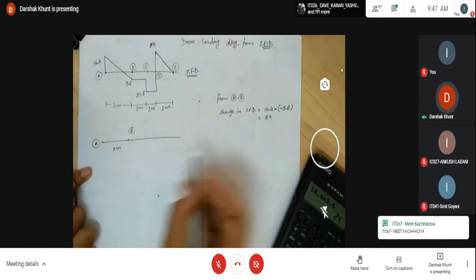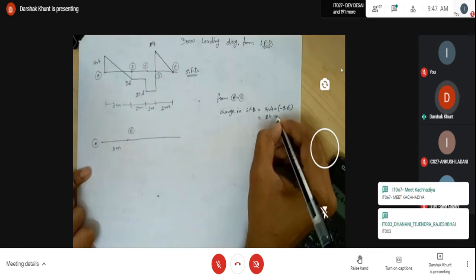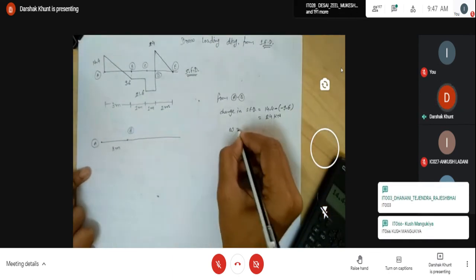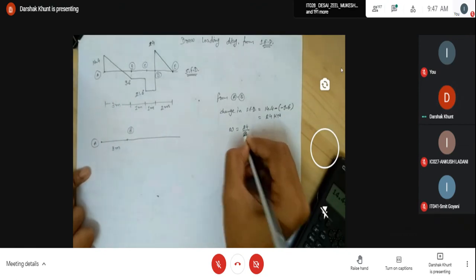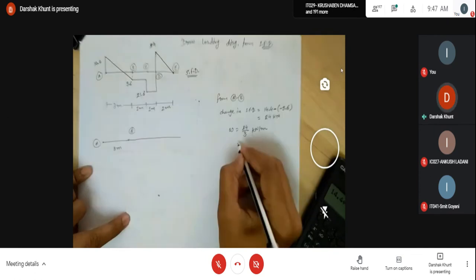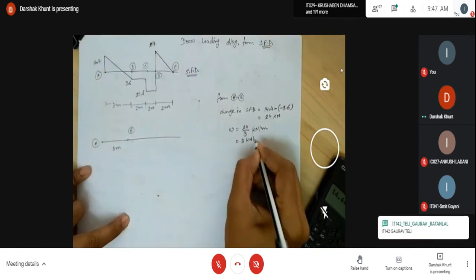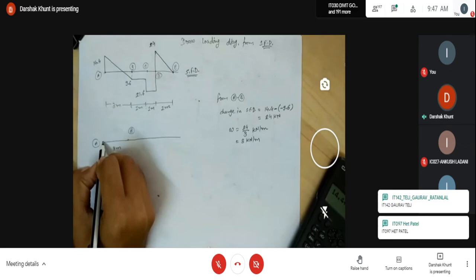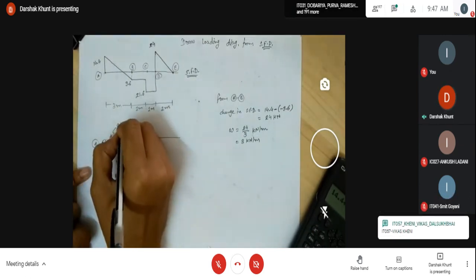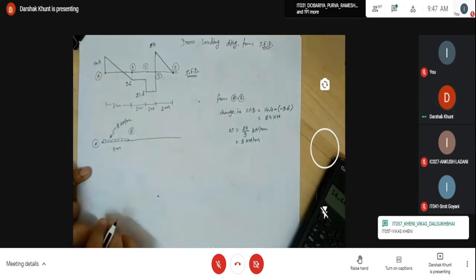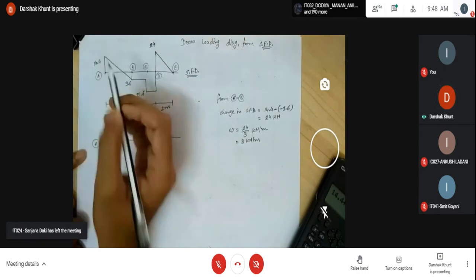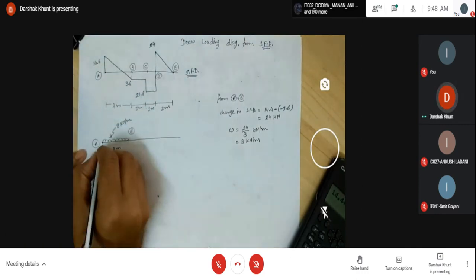And total span is 3 meter. Means 24 kilonewton load you have to distribute in 3 meter span. So W is 24 by 3 kilonewton per meter. So 8 kilonewton per meter. So you have to apply here loading 8 kilonewton per meter. And here instantly 0 to 14.4 means one reaction is there.